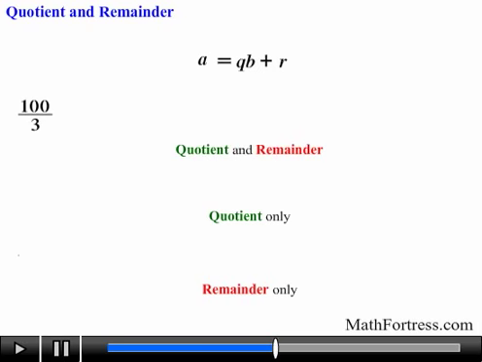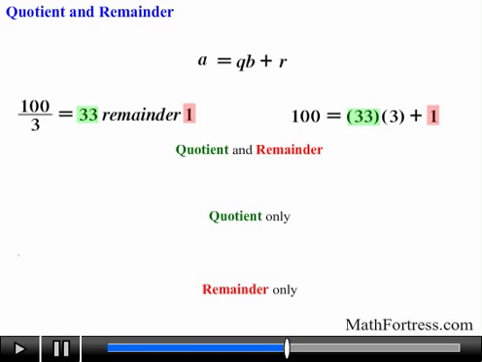Let's try 100 divided by 3. This will be equal to 33 remainder 1, since 100 divided by 3 goes evenly 33 times. So we take 33, multiply it by 3, then we add 1 to the product, to write it as 100 is equal to 33 times 3 plus 1.